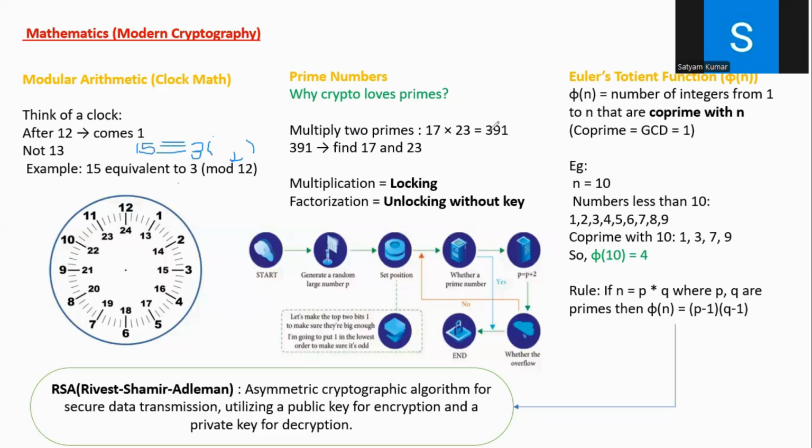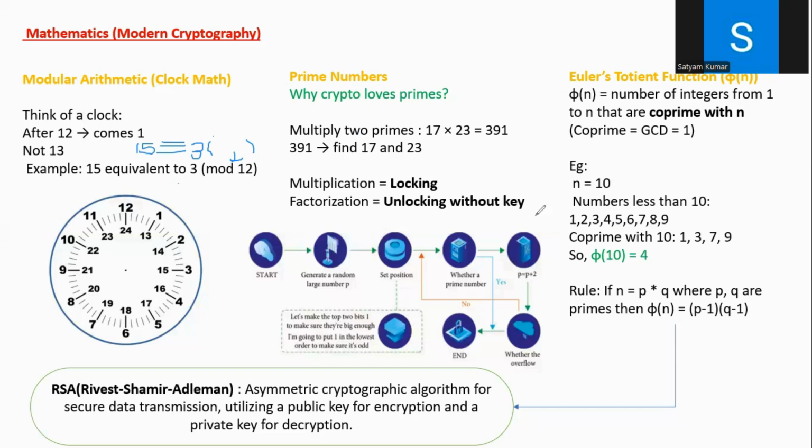But multiplying takes less time, whereas for finding the factorization of 391, we have to use the hit and trial method. So here multiplication can be used for the locking purposes, and factorization is used for the unlocking without the key. But you have to use the brute force approach, that is using the hit and trial method to find the exact number. Okay, here you can see the flow chart which is given here.